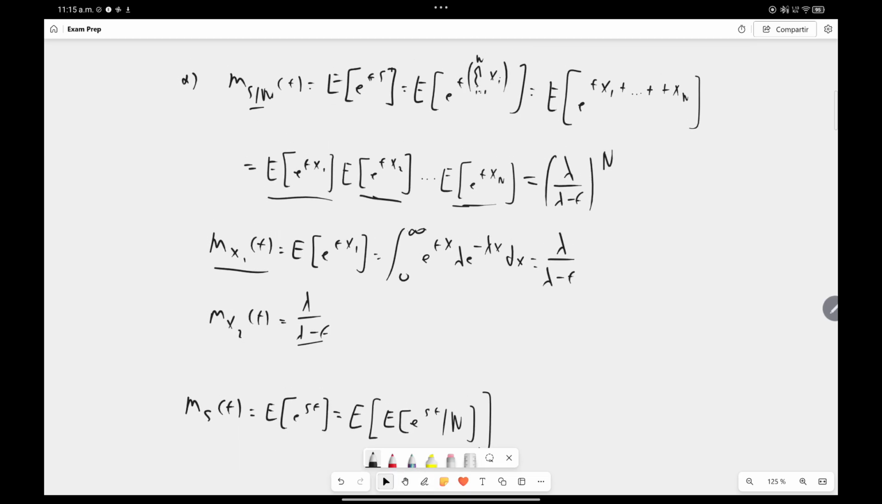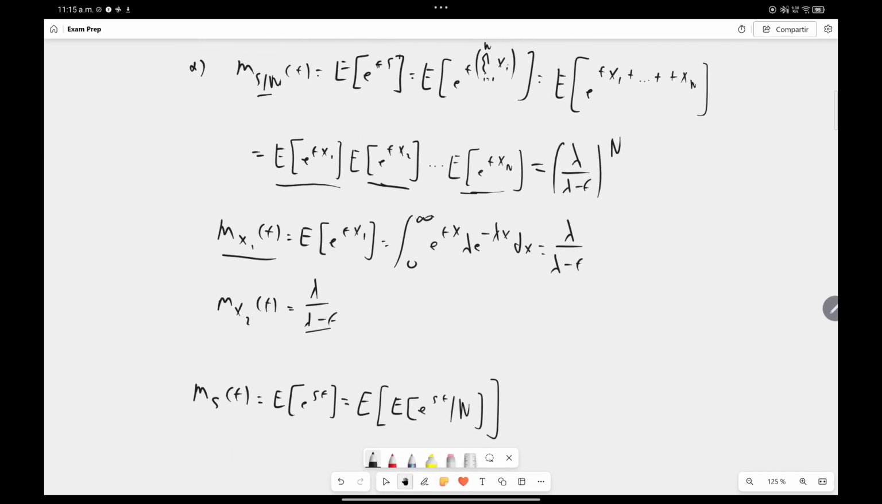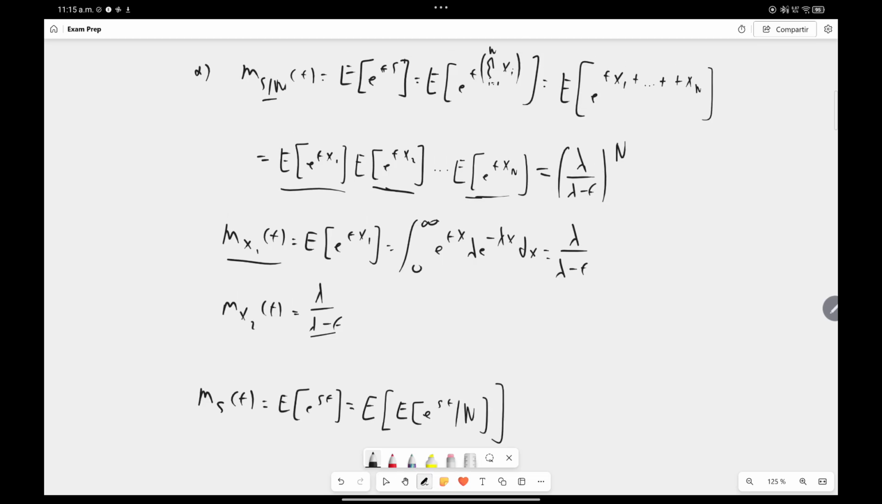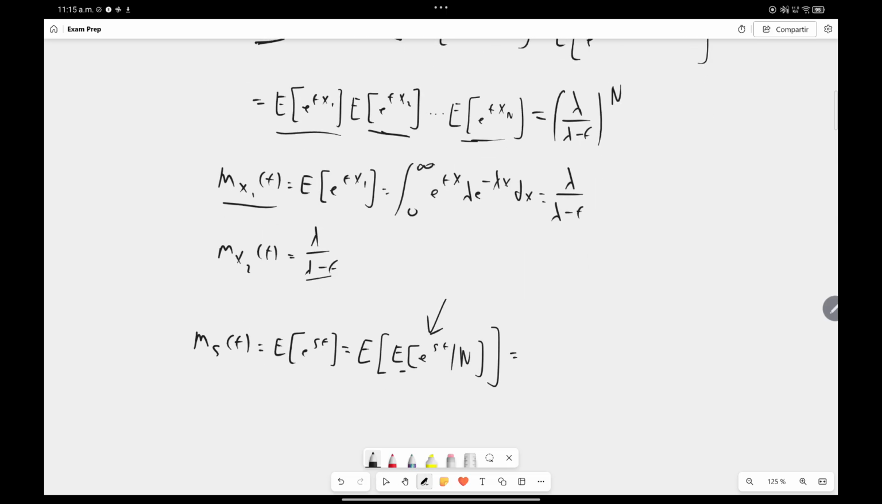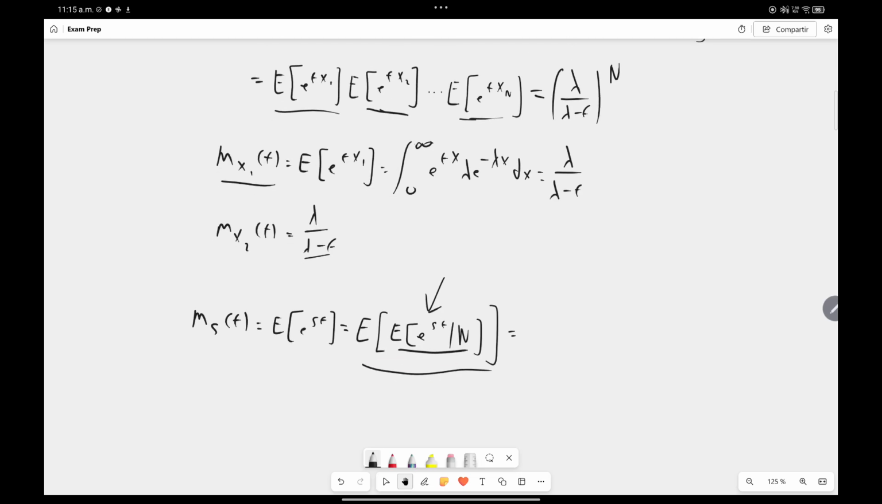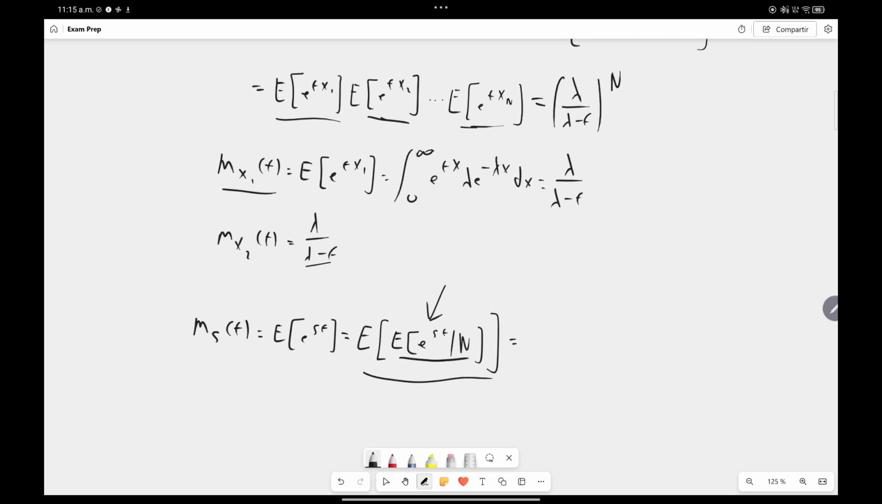Okay. Let me say this as precisely as possible. That correlates with how I'm thinking about this. We're taking the expectation of s with respect to s given n in the inner expectation. And then in the outer expectation, what happens is we've taken the s out of the picture, and we've really just taken the expectation of this with respect to s given n.